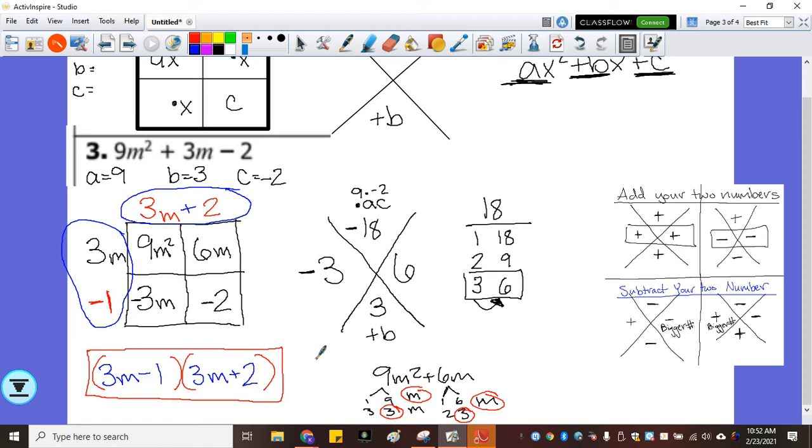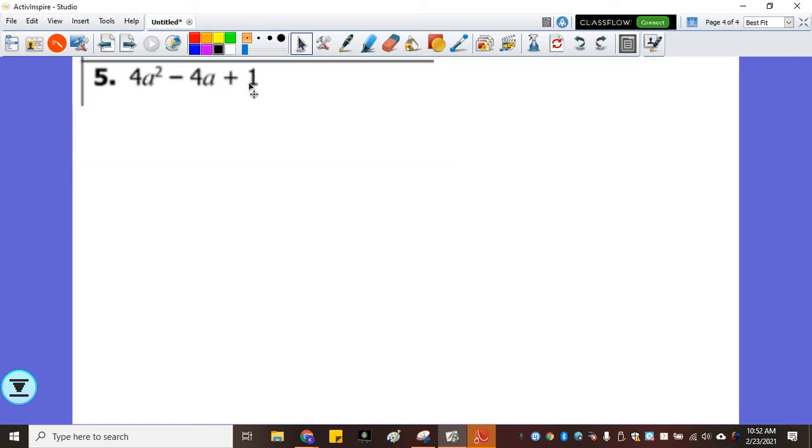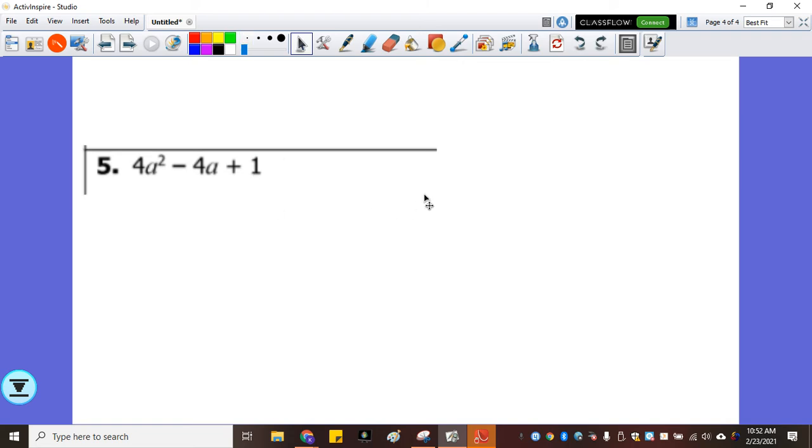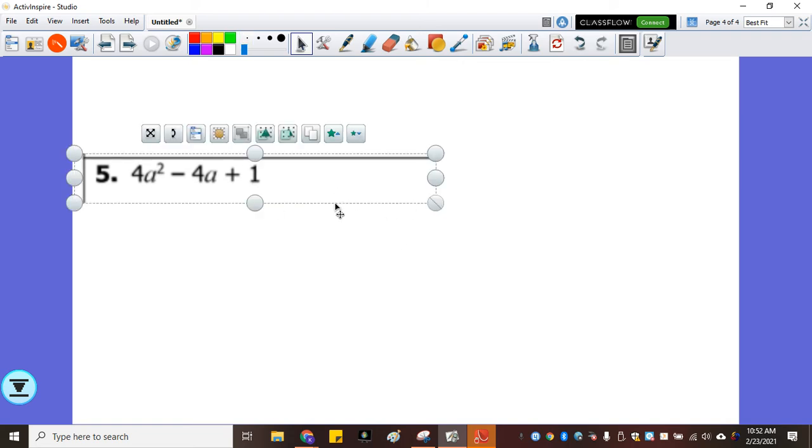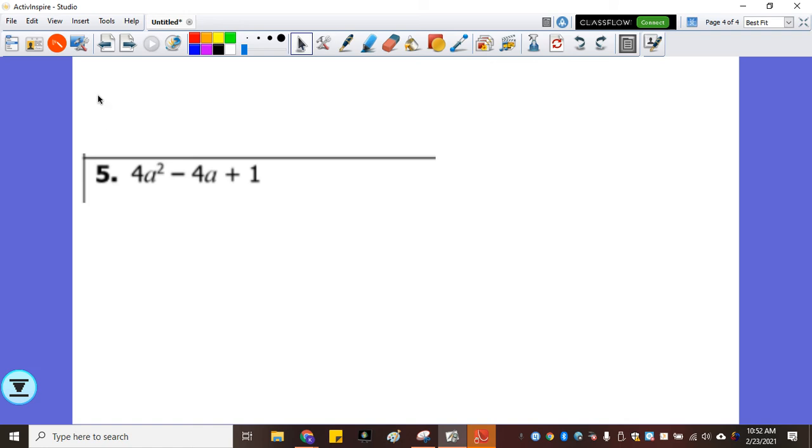All right, one last one, and then you'll be good to do it on your own. Do your notes. Do your assignment. Transfer everything over.